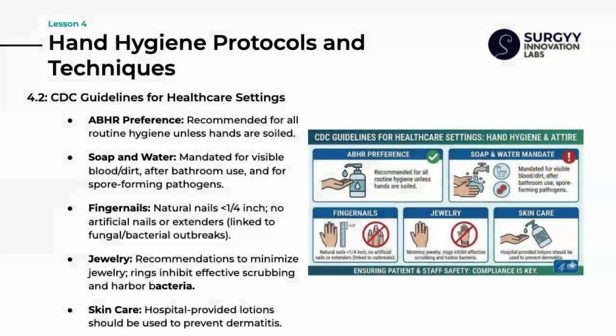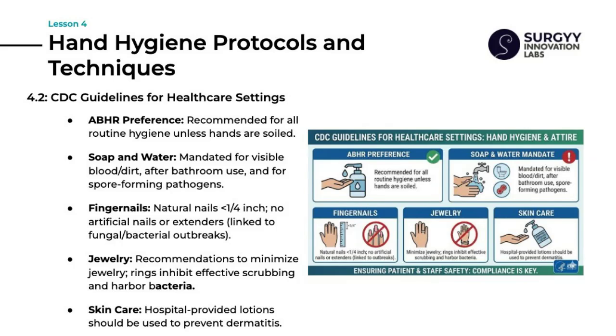CDC guidelines for healthcare settings provide specific rules for daily practice. ABHR preference means alcohol-based hand rub is recommended for all routine hygiene, unless hands are visibly soiled. Soap and water usage is mandated for situations involving visible blood or dirt, after using the bathroom, and specifically for spore-forming pathogens like C. diff.